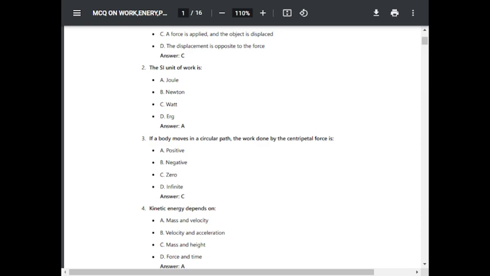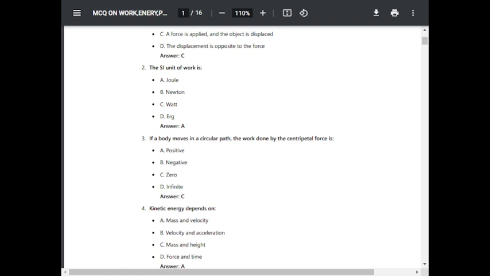Question number 3. If a body moves in a circular path, the work done by the centripetal force is option A positive, option B negative, option C 0 and option D infinite. The correct answer is C, 0. If a body moves along a circular path, then work done by the centripetal force is 0 because theta is 90 degrees.